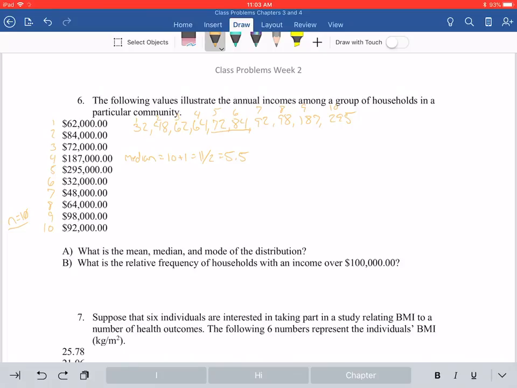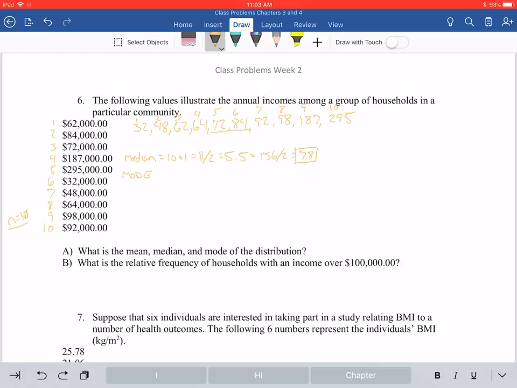So we're going to add up 72 plus 84. When we add them up and then divide by 2, you're going to get your value of your median there. So 72 plus 84 is 156. Divide that by 2, and you're going to get 78, which is your median. Your median is 78.